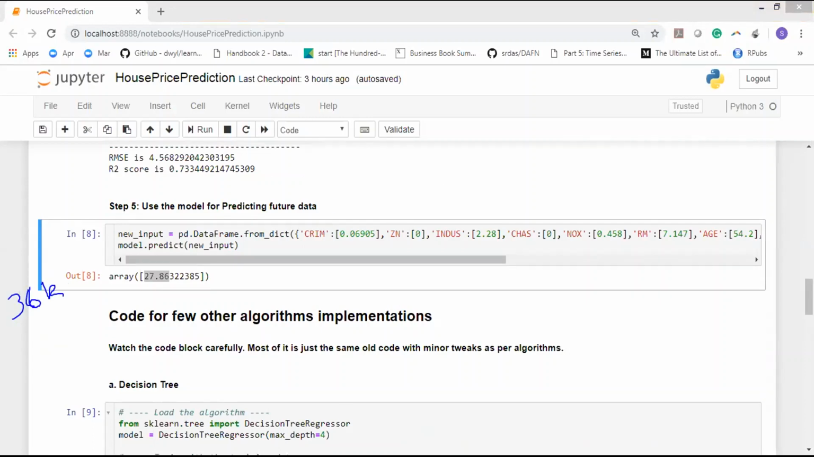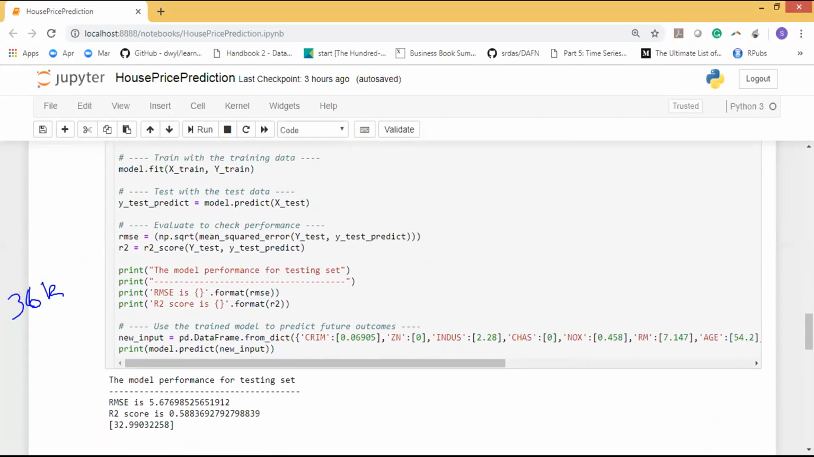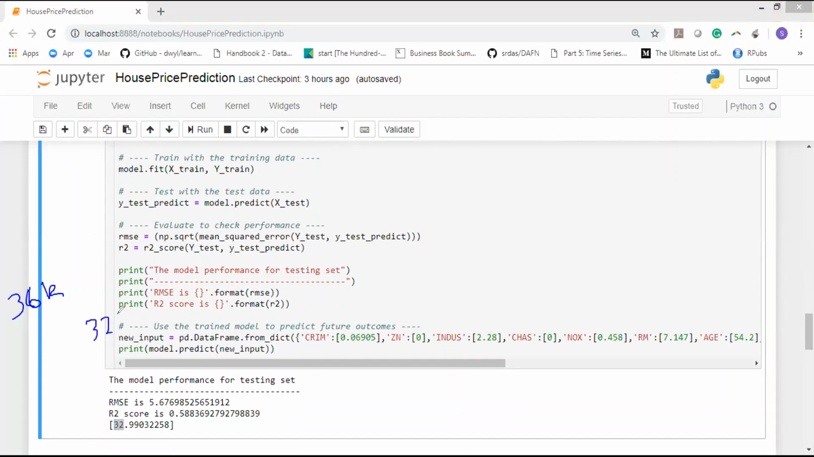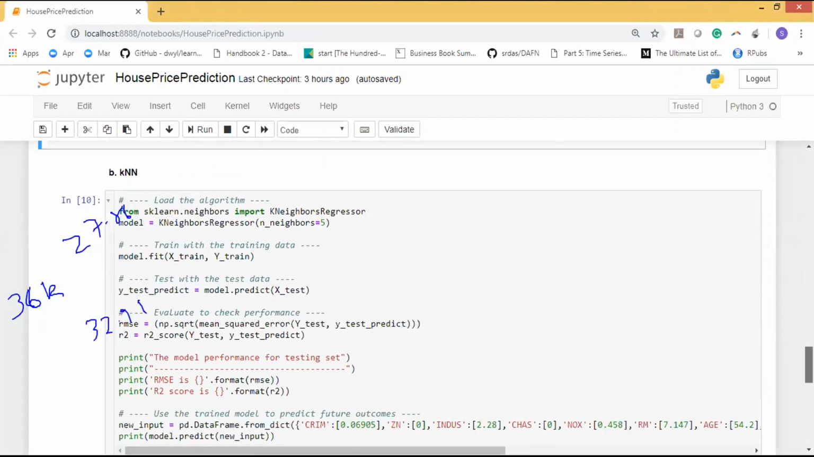What was the output of the decision tree? I used the decision tree and guess what? It predicted a price of $32,000. Is it better than the previous algorithm? The previous one gave 27.86 or something. It's definitely better, right? Now, no more surprises. By now, all of you understand that almost 80% of the code is the same. Let me show you one more model, KNN.